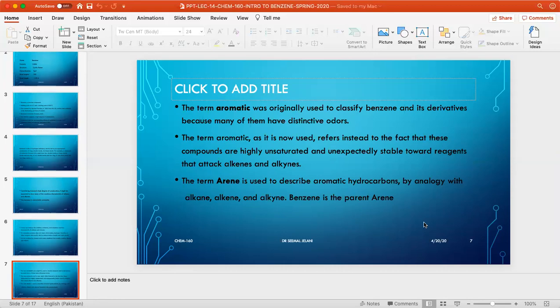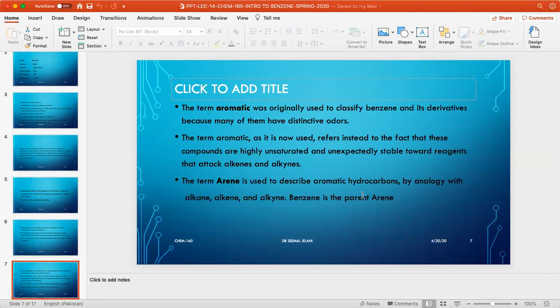Next, we go to slide 7. The term aromatic was originally used to classify benzene and its derivatives because many of them have distinct odors. In the past, it was believed that anything having benzene in the structure is aromatic. It was considered that anything which has an aroma must have had the benzene structure. That's why they are known as aromatics.